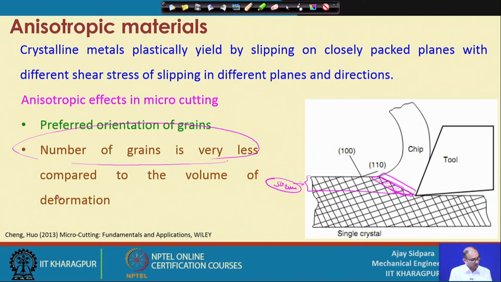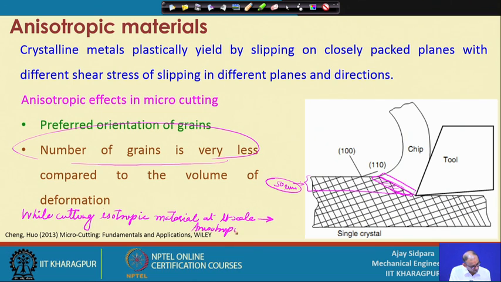So, this creates a problem. Even if you are cutting isotropic material at micro scale, the anisotropic behavior of the material plays an important role.